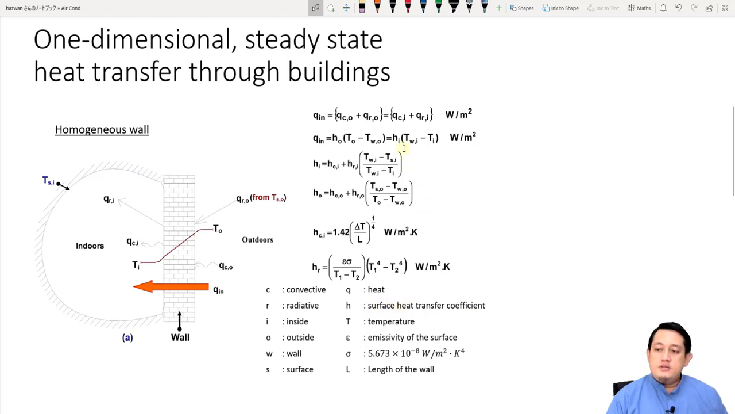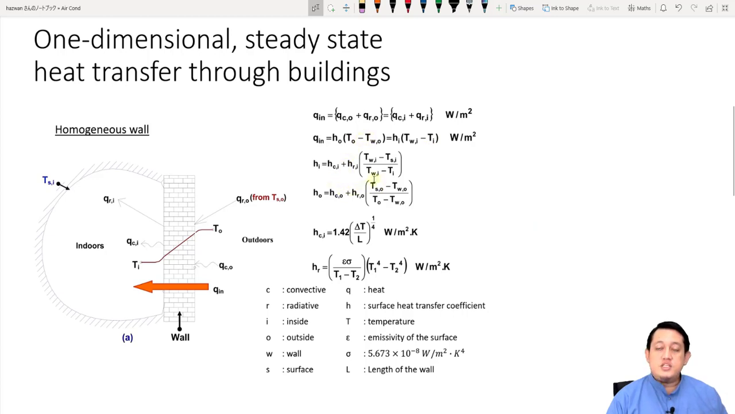For the inside, we can also use the inside properties to calculate Q in by using the surface heat transfer coefficient of the inside. The inside surface heat transfer coefficient is multiplied by the temperature difference of the wall minus the temperature inside. Why is T_wall in front, not at the back, like the previous one? Because the surface wall temperature here is much higher than the temperature of the indoor. That's why we put it in front, so that we can get a positive value.